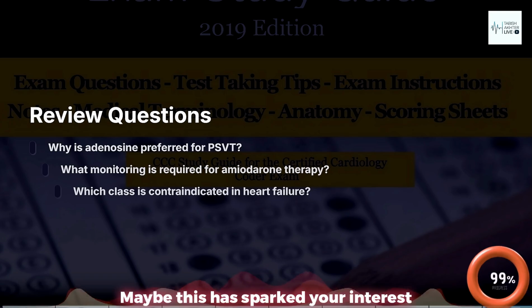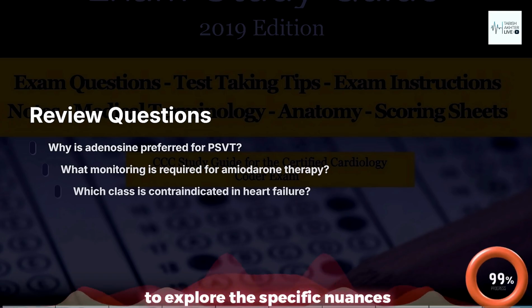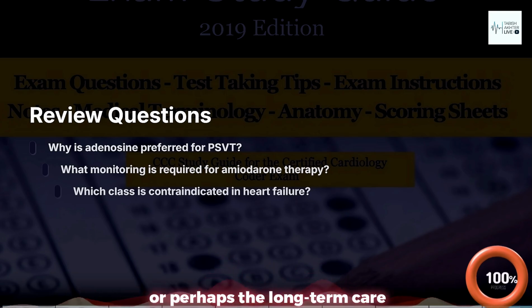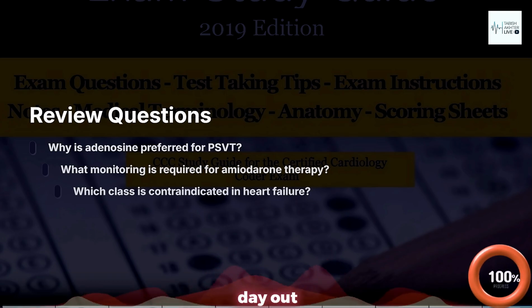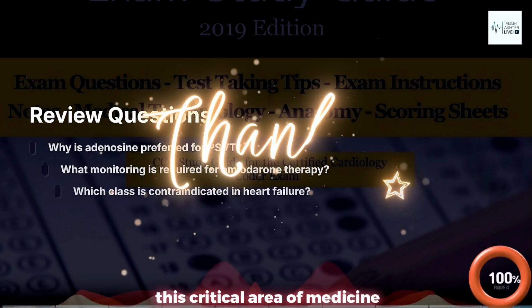Definitely food for thought. Maybe this has sparked your interest to explore the specific nuances of different types of arrhythmias, or perhaps the long-term care of individuals who rely on these medications day in, day out. There's always more to learn in this critical area of medicine.